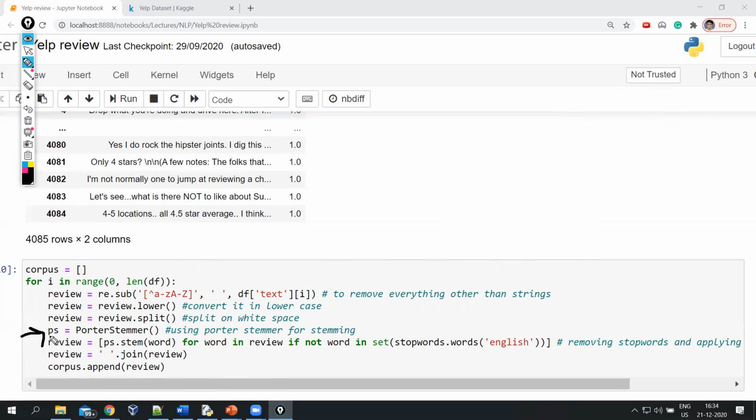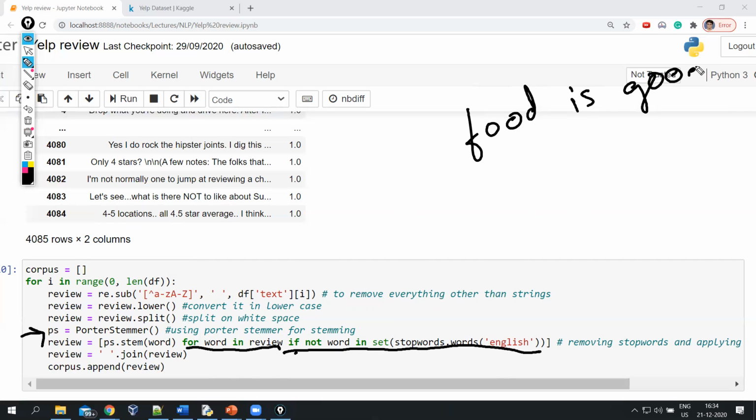Now this creates an object of it, and this is something called list comprehension. It will check every word in the review: for word in review, it will take every word, if the word is not in stop words. For example, you have a statement, "food is good". It will take the first word and check whether food is in stop words. Food is not a stop word, so it will return the stemming of the word. It will do stemming on top of the word. The original form of food is only food, so it will return food as it is.